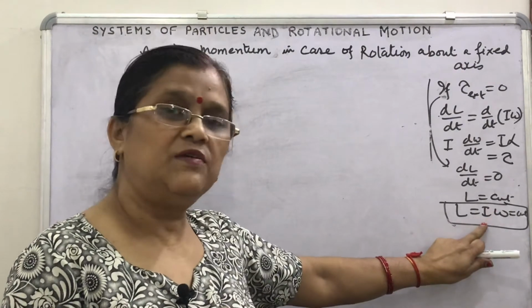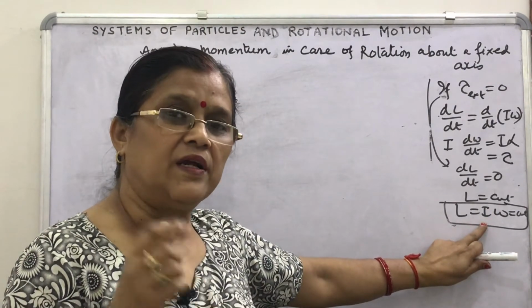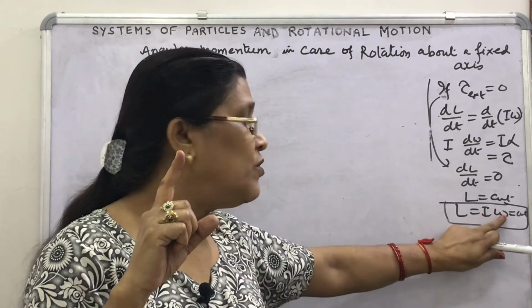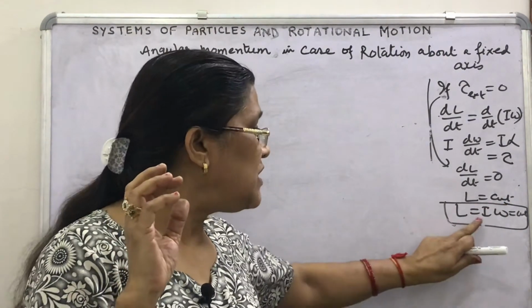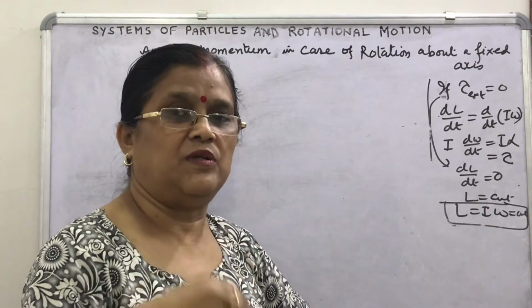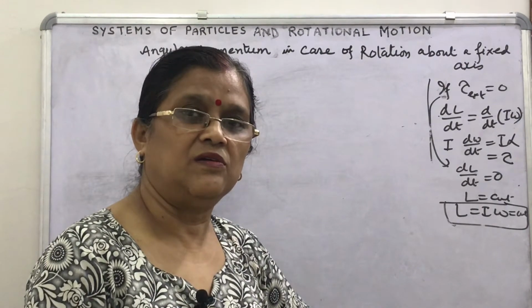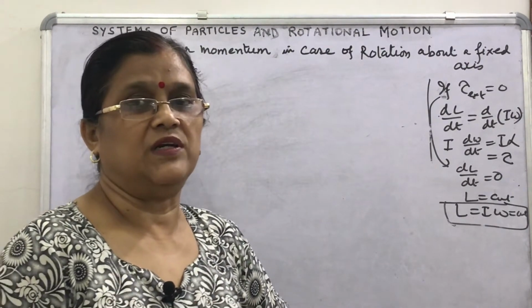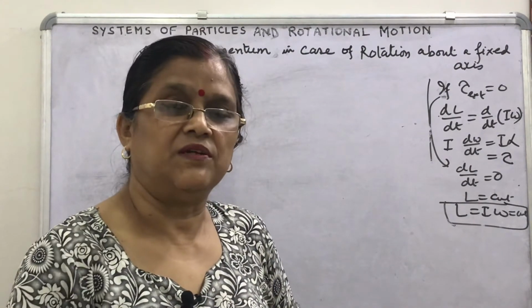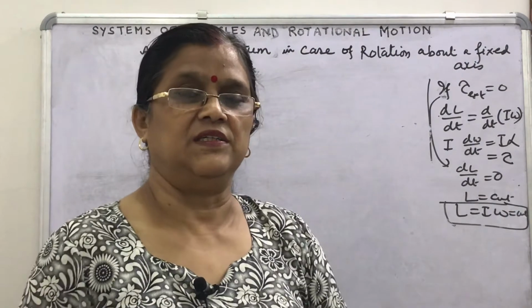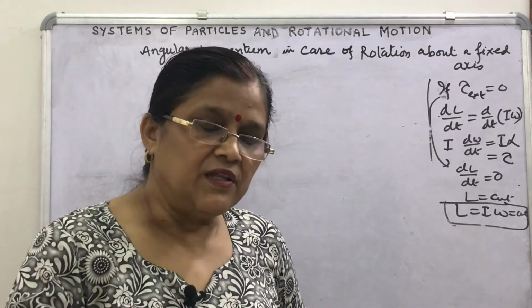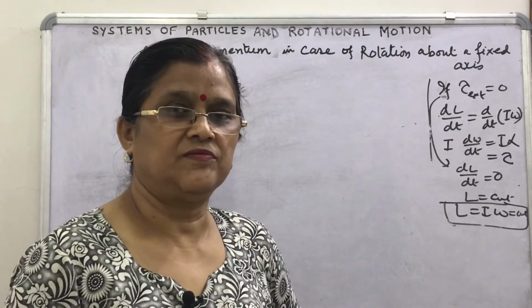What is conservation of angular momentum? If there is no external torque, I into omega is constant. Lesser will be I, more will be omega. What is omega? The number of rotations. So the diver takes advantage, and whenever he comes near the water surface, he again stretches his hands and legs so that he enters the water gently.